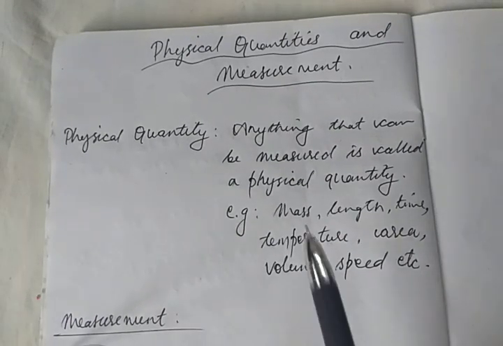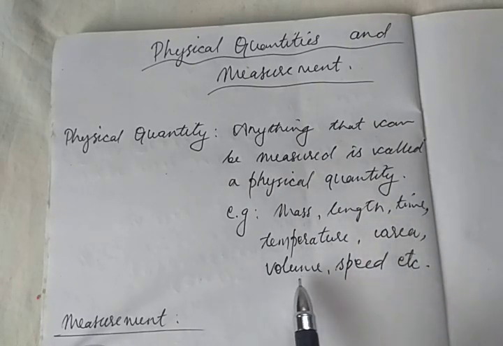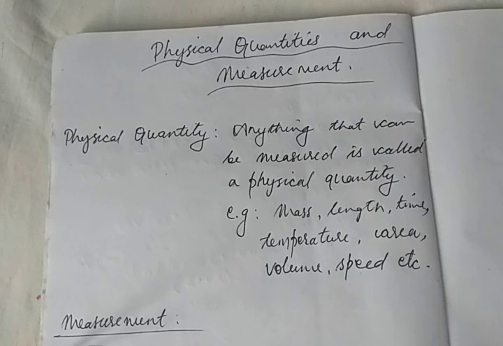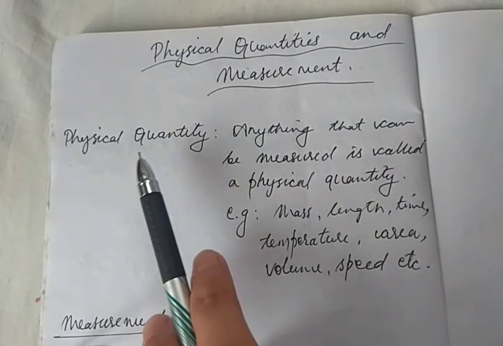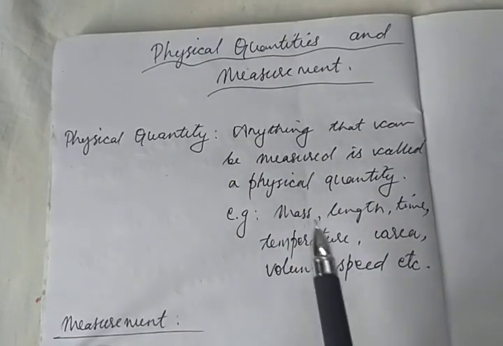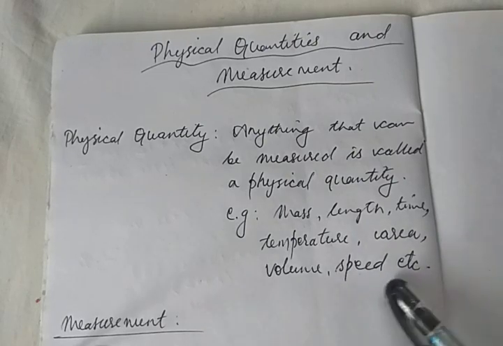Now, for example, mass, length, time, temperature, area, volume, speed, and there are so many other examples of physical quantities: force, velocity, pressure, work, density. We are going to study a lot about physical quantities in the classes to follow, and of course in the higher classes as well. Very, very important thing for you all to understand. Mass, length, time, temperature, area, volume, speed, these are some of the physical quantities that I've mentioned.